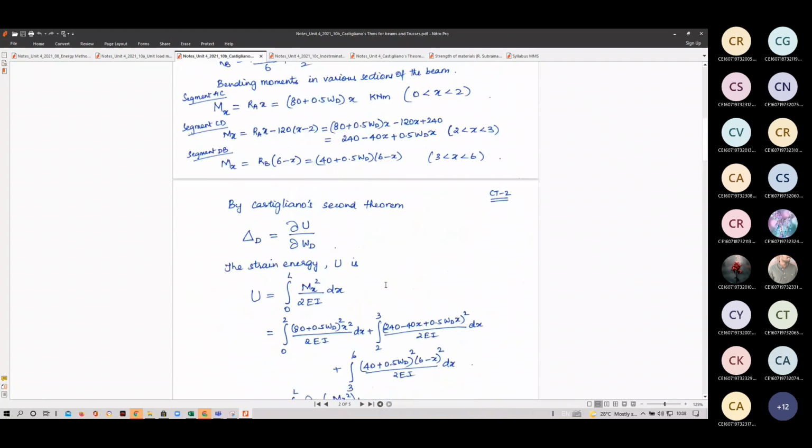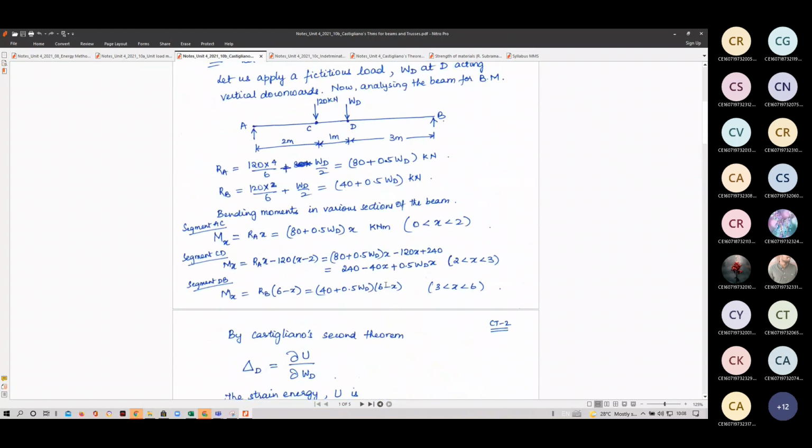So you practice more problems on this. These are for beams. Okay, 3 problems we have done for beams. All right. The 3 you practice nicely and you take.